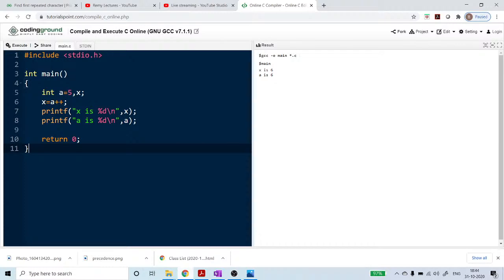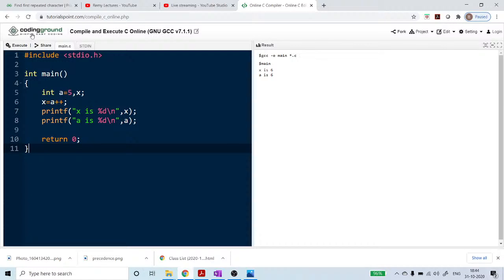Post means later. First assignment should be performed first and then increment. Assignment means x value should be 5 and a value should be 6. First x value should be assigned. So for assignment to happen, what is the present value of a? It is 5. So x gets 5 assigned, then the increment happens. So x value 5 and a value 6 should come.